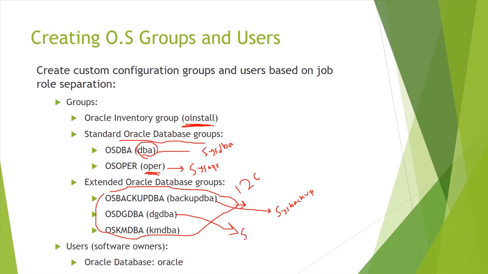Any operating system user that is part of this group can connect to the database as sysdg, and can do Data Guard operations like switchover, failover, and so on. Another group is called KMDBA, which stands for Key Management DBA. Any operating system user that is part of this group can connect to the database as syskm. He then can manage the credential stores. He can create master keys, and he can also create encryptions and do the encryption.